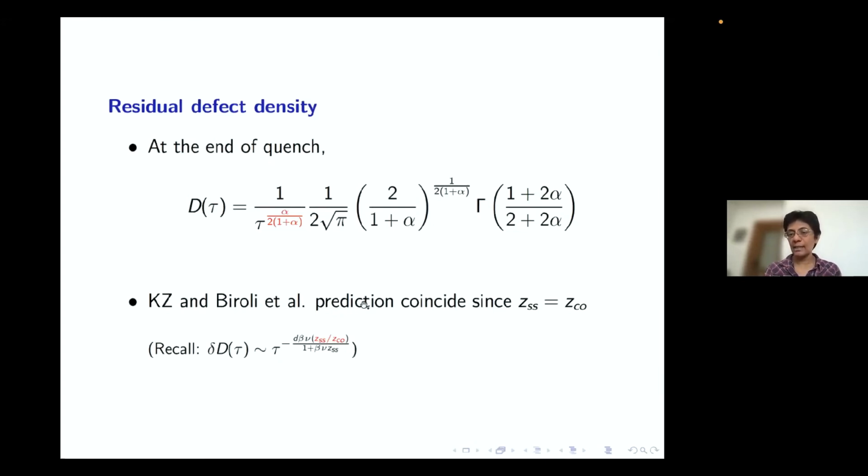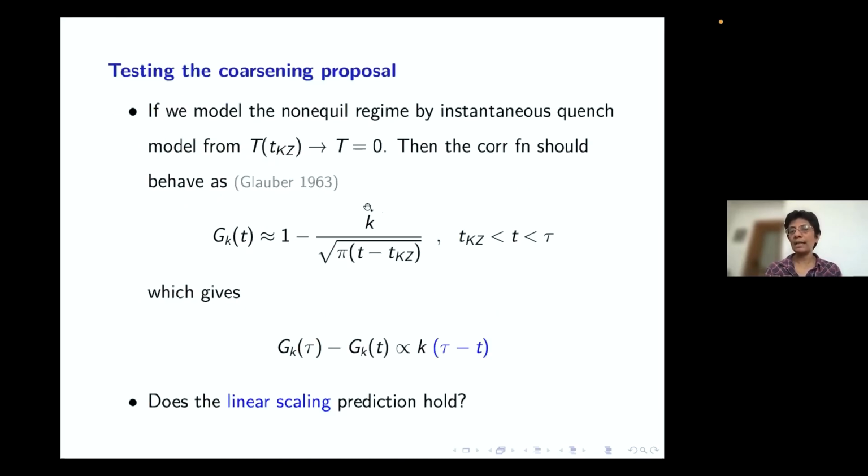So our test is not yet done. Therefore we looked at something else: what happens not at the end of the quench, but slightly away from the critical point. The idea is that if we model the non-equilibrium regime by the instantaneous quench from the Kibble-Zurek temperature to zero temperature, then the correlation function for small distances should behave like this. This is the equilibrium value, this is linear because of Porod's law, and this is because of our coarsening exponent one half, z equal to 2. From this it follows that the difference in the correlation function should scale linearly with the time difference. So this is the prediction if we model the non-equilibrium regime by the instantaneous quench model, and we can ask if we can test this prediction.